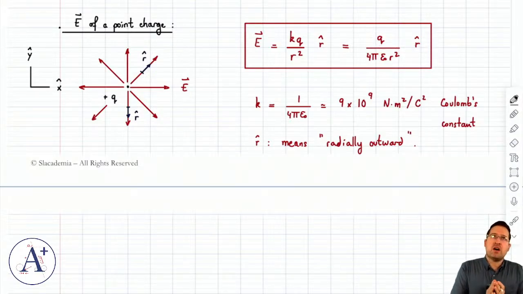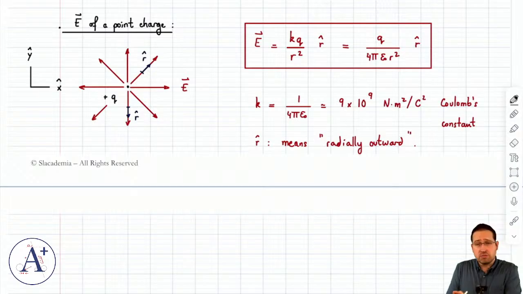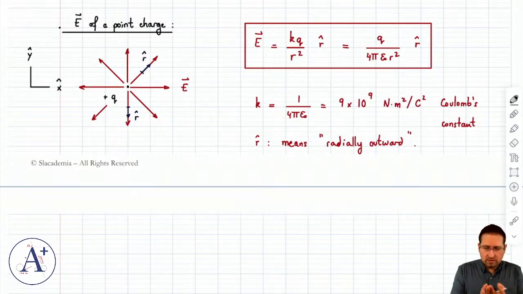But r hat very quickly ceases to be useful if I have more than one point charge. Because then, if I have two, each point charge has its own r hat. You're like, oof, that's going to get messy. So we will tend to revert back to the x and y components when we have more than one point charge. But at least, hopefully, this makes sense as to why we have r hat in the first place, why it's needed, and what it means.